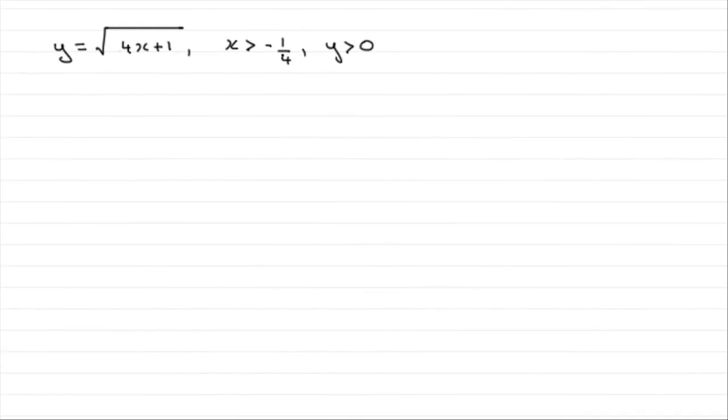Hi. Now in the last part of this question then, we're given that we have a curve C, and the equation of the curve then is y equals the square root of 4x plus 1, where x is greater than minus a quarter and y is greater than 0. And we've got to find the equation of the tangent then at the point where x is 2 on this curve.